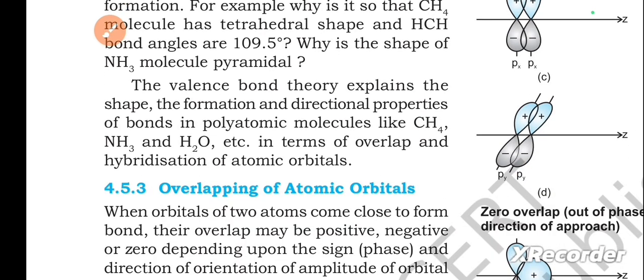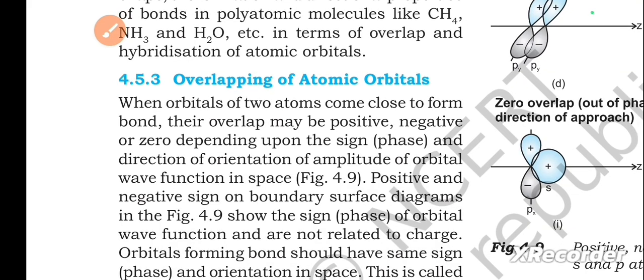The valency bond theory explains the shape, the formation, and directional properties of bonds in polyatomic molecules like CH4, NH3, and H2O, etc., in terms of overlap and hybridization of atomic orbitals. Next, overlapping of atomic orbitals.